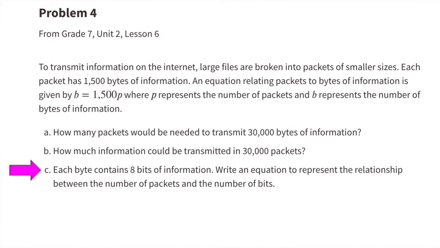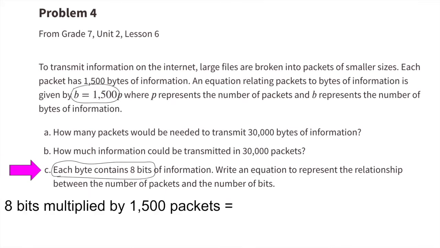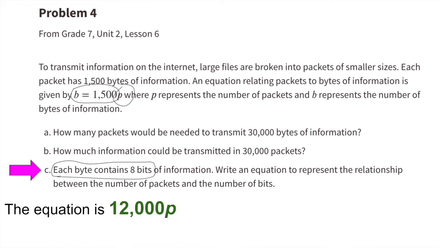C. Each byte contains 8 bits of information. Write an equation to represent the relationship between the number of packets and the number of bits. So each byte contains 8 bits. 8 bits multiplied by 1,500 equals 12,000. The equation that would represent the relationship between the number of packets and the number of bits would be 12,000 times P, or 12,000 P.